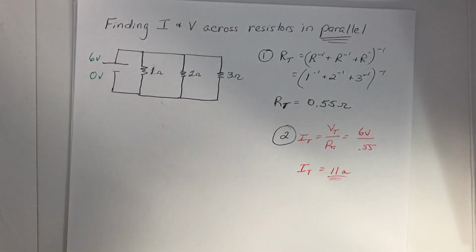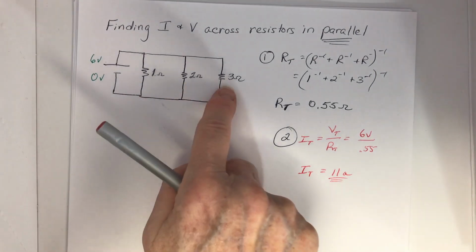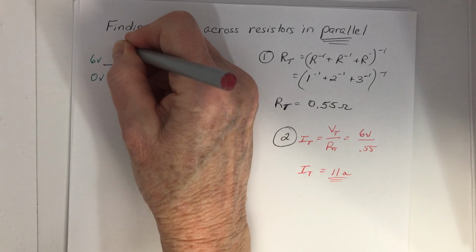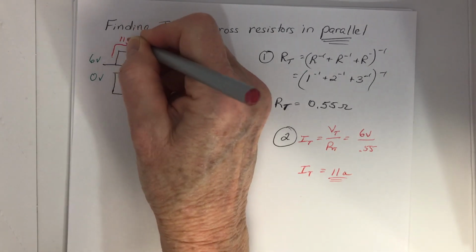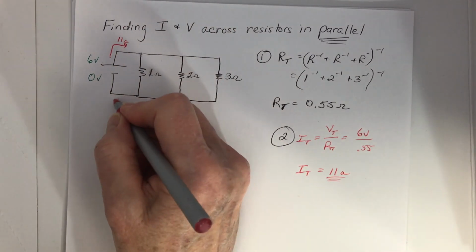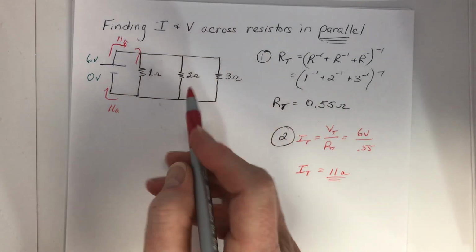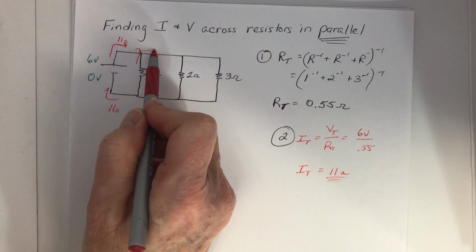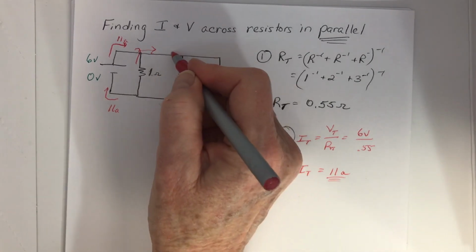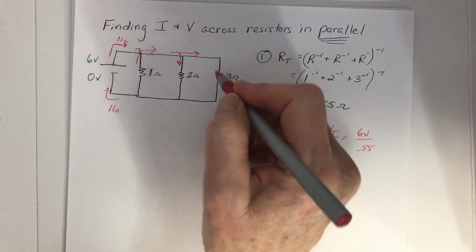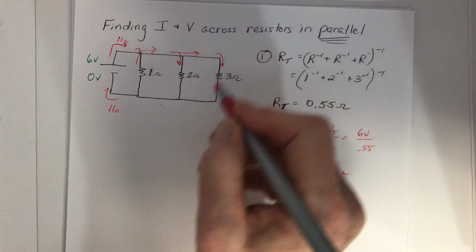Now that I know, based on how they wired these resistors in parallel, how much current is allowed to flow, 11 amps, I know 11 amps will come home. Now, right here, it divides. And then it comes down here, and it divides again. And then it comes down here.